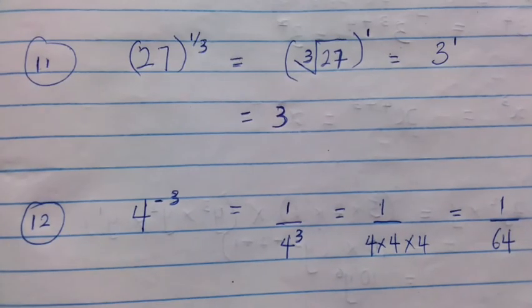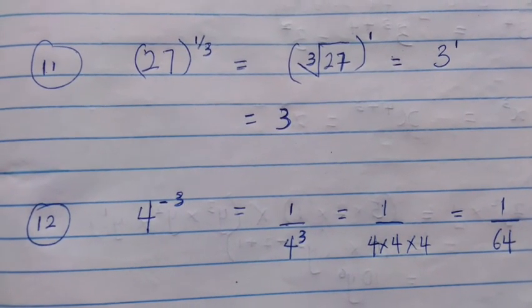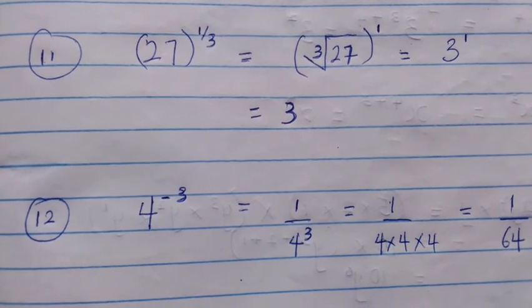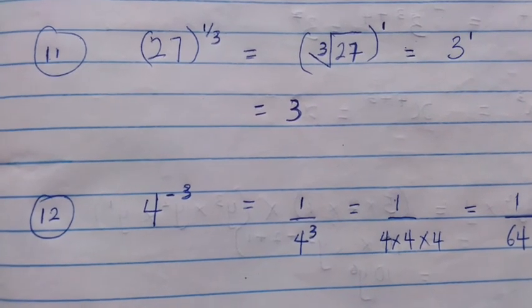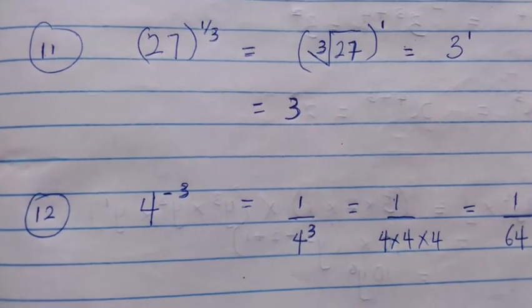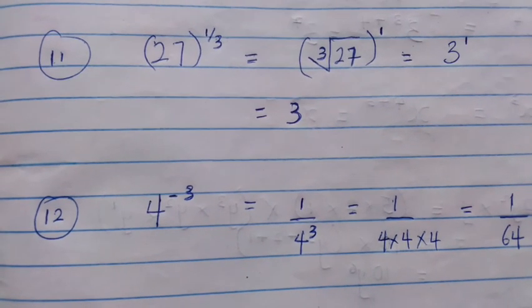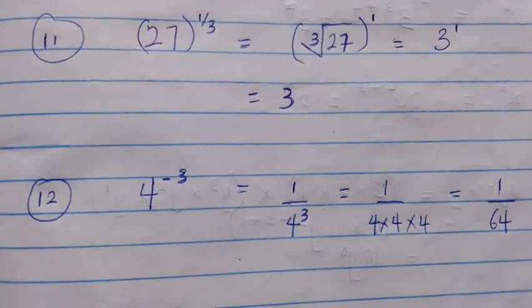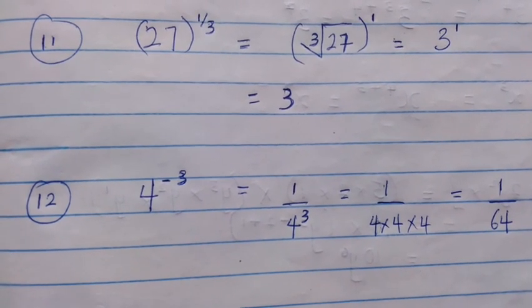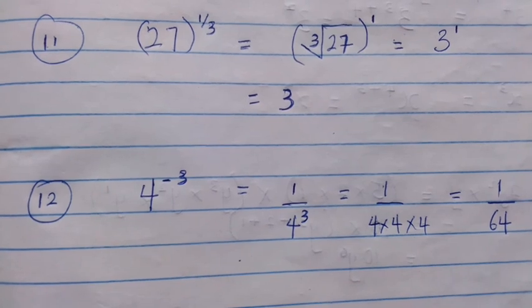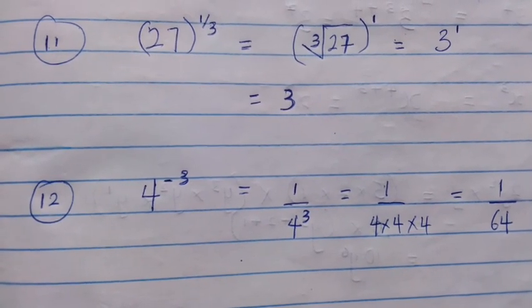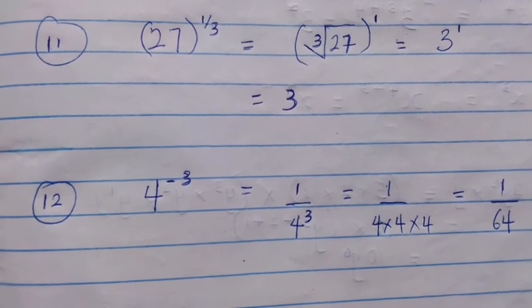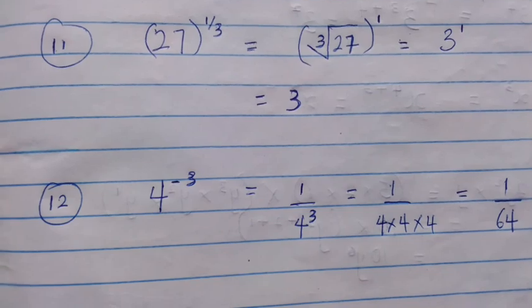And finally, 27 raised to power 1 over 3 can be expressed as the cube root of 27 raised to power 1, where the cube there is the 3 that represents the denominator and the 1 is the numerator. Finally, we have our answer as 3. And for number 12, 4 raised to power minus 3. From one of our laws of indices, whenever we have something like this, it's the same thing as 1 over 4 raised to power 3, where the minus is as though representing 1 over.